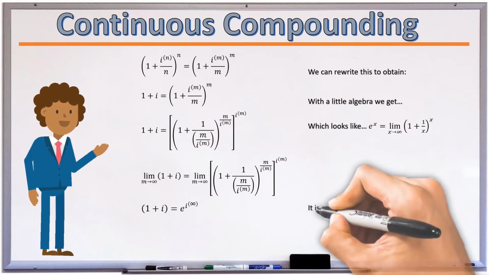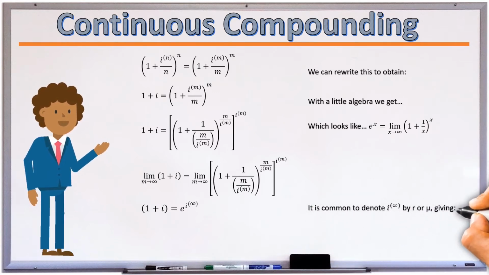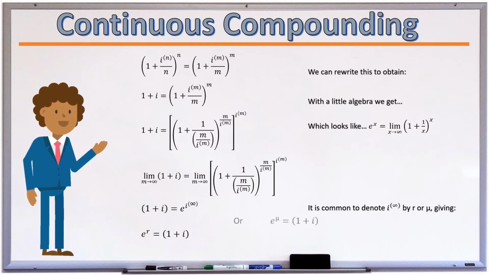So it's common to denote the continuously compounded rate of interest by r or by mu. And just substituting that into the equation, we have e to the continuously compounded rate of interest is equivalent to 1 plus i, where i is the effective annual rate. Or again, by taking the natural logarithms of both sides of that equation, we have r is equal to the log of 1 plus i.